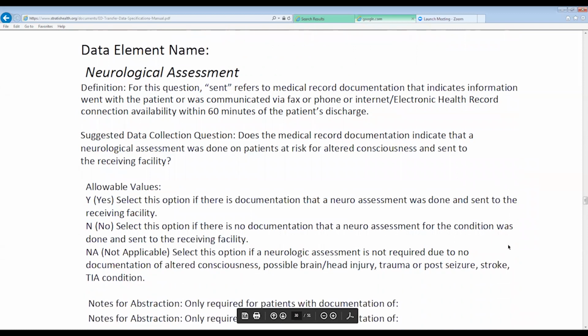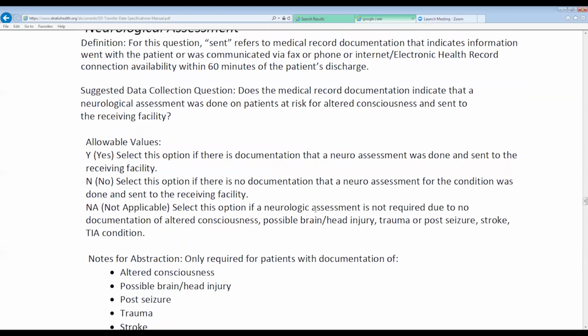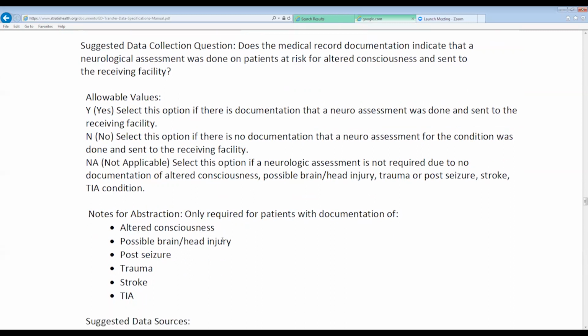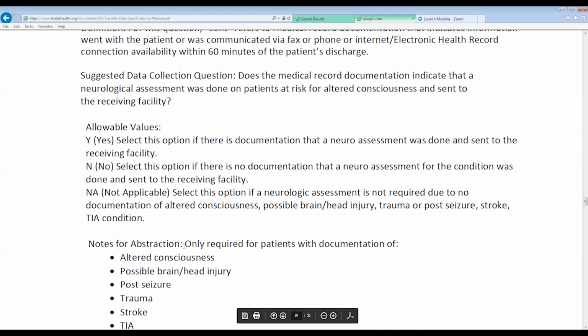Neurological assessment. This one, I'll be the first to admit, is not too bad. Again, this is only required on patients with documentation of altered consciousness, if they had a head or a brain injury, if they were having a seizure or post-seizure, trauma, stroke, or TIA. These are the ones where a neuro assessment should be documented and sent. So again, if a person came in for just a sprained ankle, well, that's kind of a trauma.